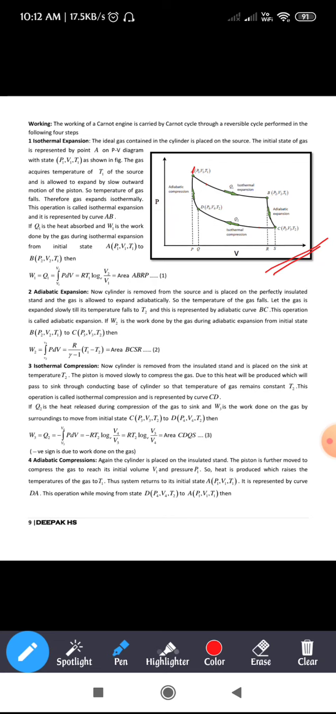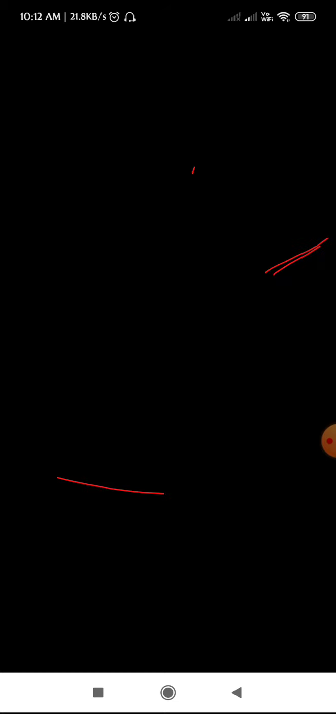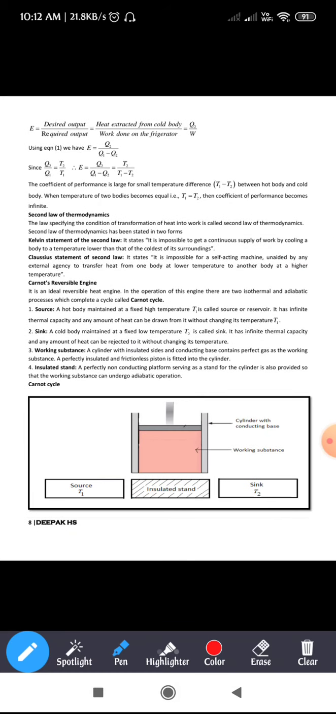So see here, what happens is, as you know, the base of the cylinder is perfectly conducting. When you place the cylinder on the source, heat is drawn from the source. The heat flows from the source to the cylinder, so the temperature of the gas increases, and then the gas starts to expand. So this is regarding the isothermal expansion.